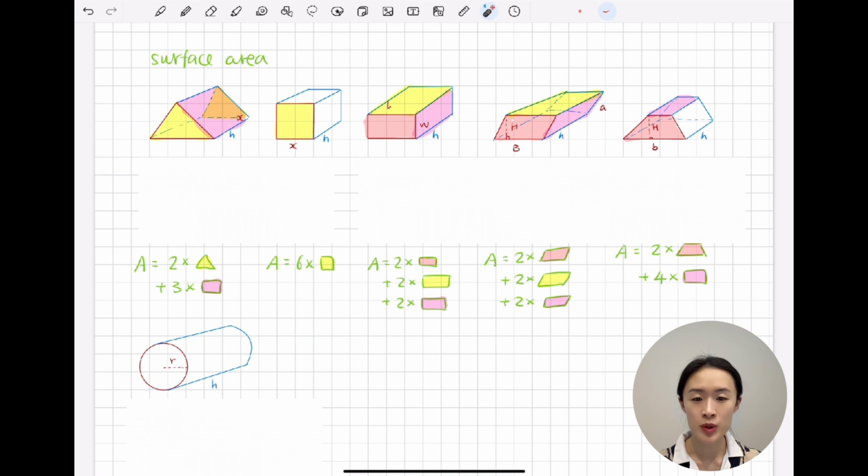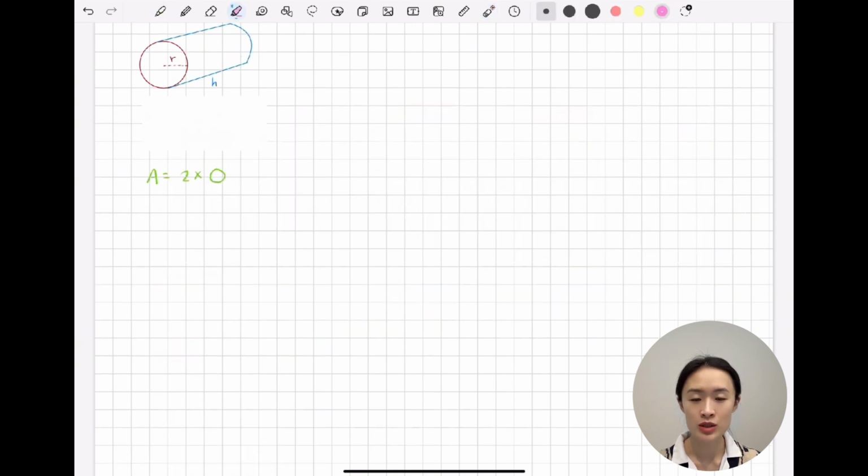And finally, if we wanted to work out the surface area of the cylinder, what we need to do is work out the base area multiplied by 2. And then around the cylinder, it's actually a rectangle. And to work out the area of the rectangle, we will have to work out the circumference of the circle, that is the length, multiplied by the height, which is the width of the rectangle. Therefore, the area of the rectangle is pi d h, or 2 pi r h.